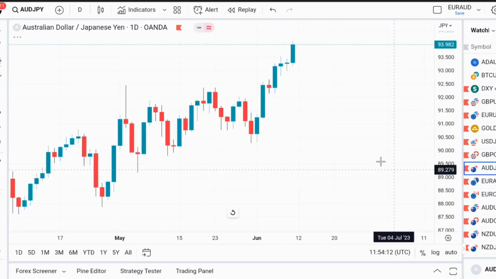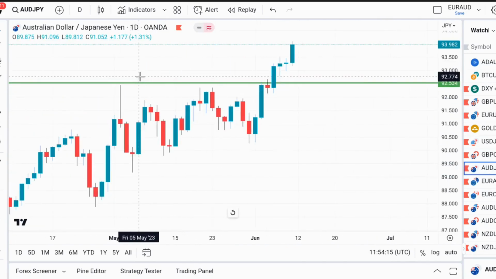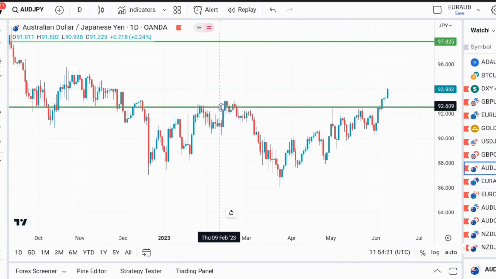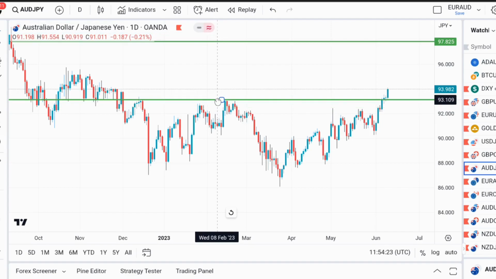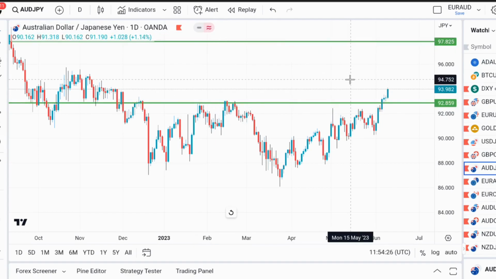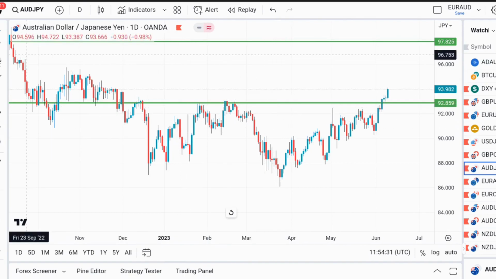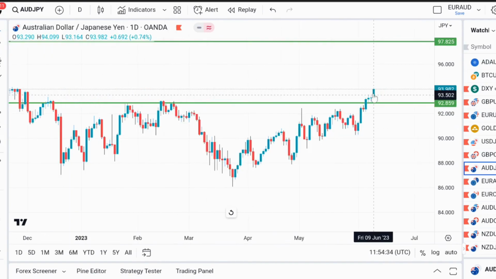So let's check on AUD Japanese yen. As you can see, we have a break through this place with high momentum after the interest rate came out better than expected. That is the 25 basis point hike in the Australian interest rate. So let's see how it goes right there.